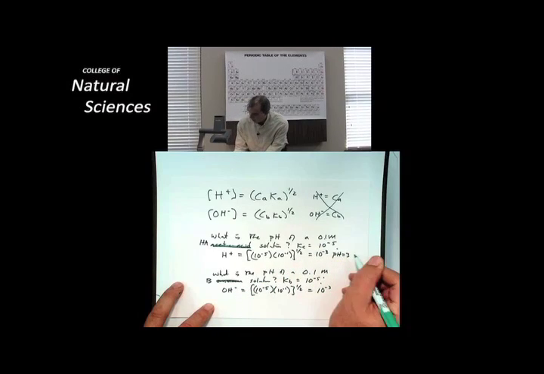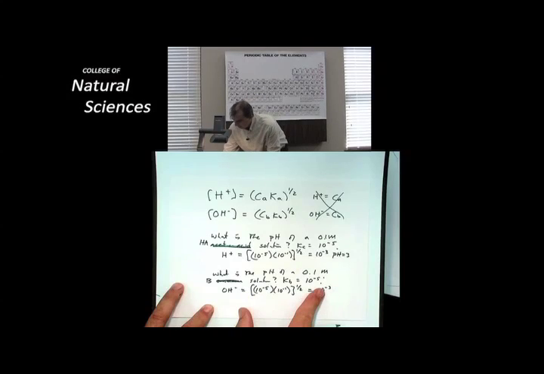I'm going to do my pOH calculation. pOH equals 3. But then I'm going to take this one more step, and the pH plus the pOH has to equal 14. So since this is equal to 3 for the pOH, the pH must be equal to 11.